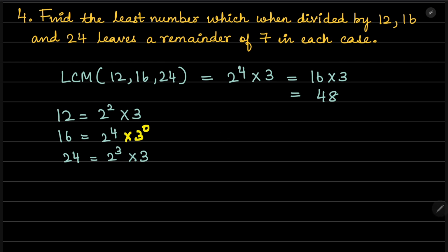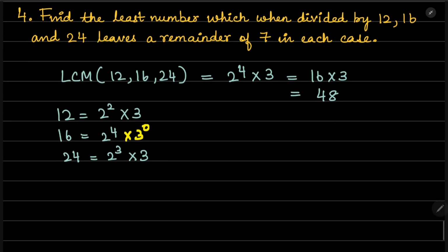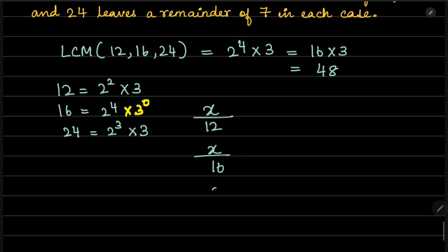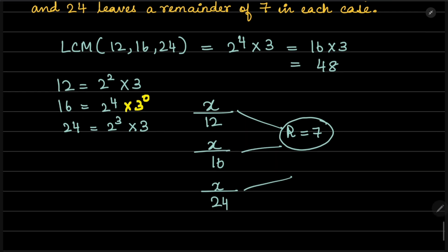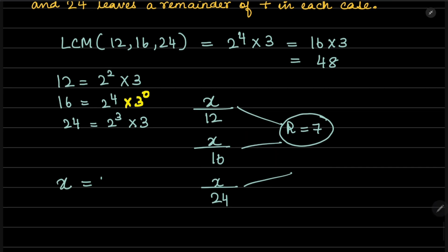What they are asking is, find a number x which when divided by 12, the same number which when divided by 16, and the same number which when divided by 24, all of them leave a remainder of 7 in each case. So in order to find this x, what should you do? X is nothing but the required number. You have to add a 7 to the LCM. So it is 48 plus 7, so the answer is 55.